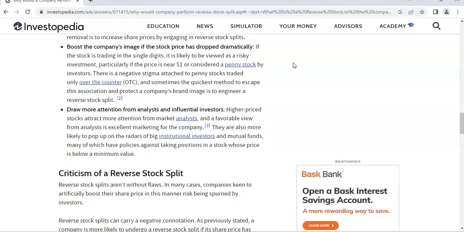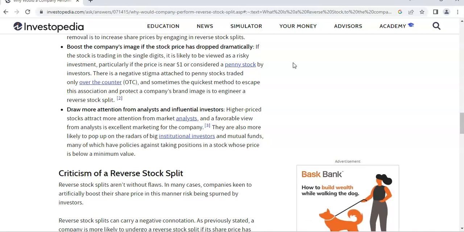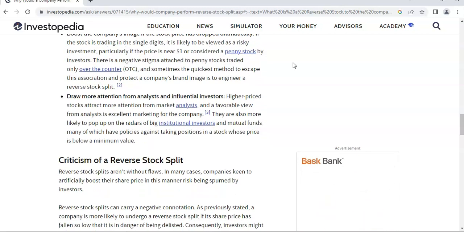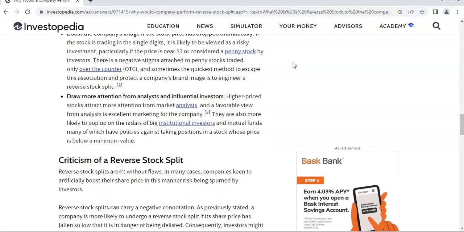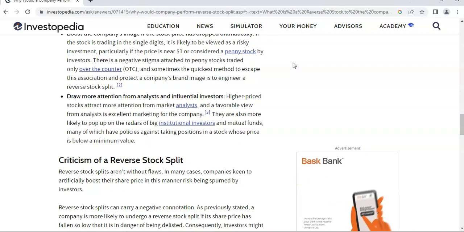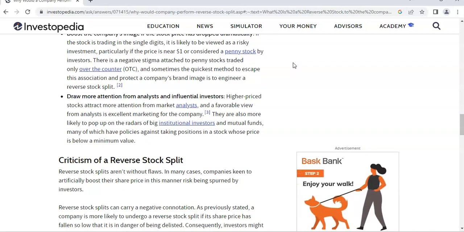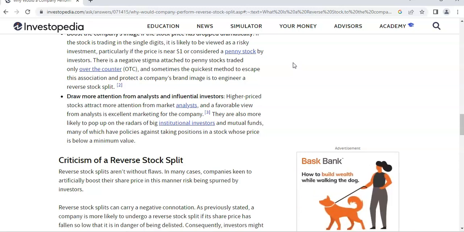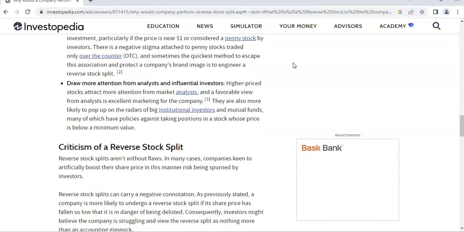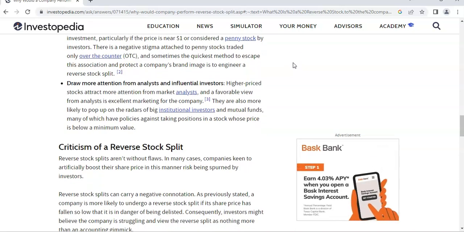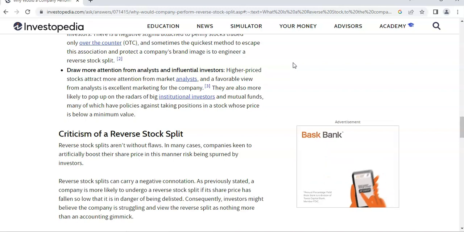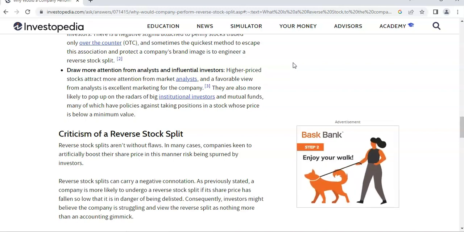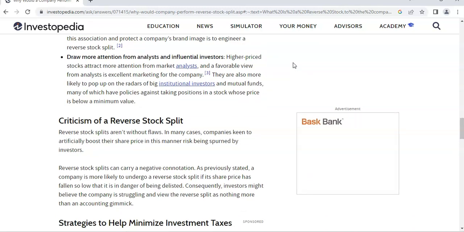Boost the company's image if the stock price drops dramatically. If the stock is trading in the single digits, it's likely to be viewed as a risky investment, particularly if the price is near $1 or considered a penny stock by investors. There's a negative stigma attached to penny stocks traded only over the counter, or OTC markets, and sometimes the quickest method to escape those associations and protect the company's brand image is to engineer a reverse stock split.